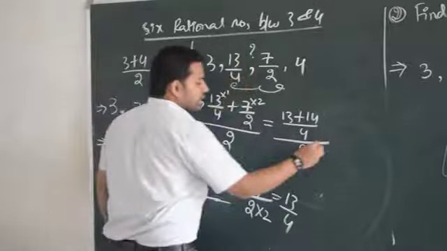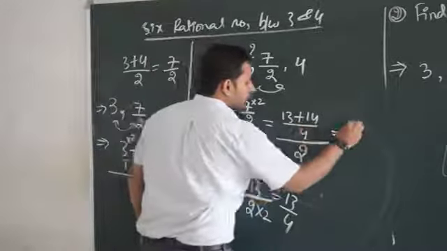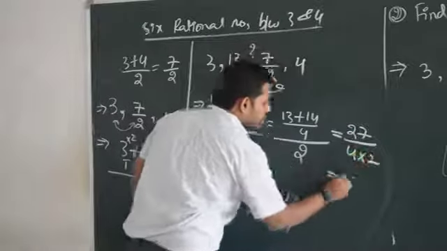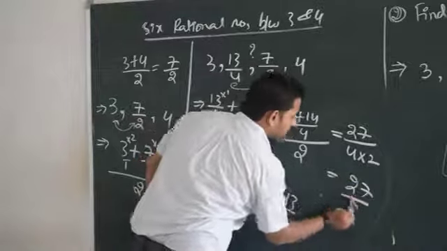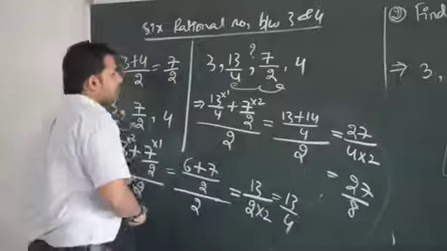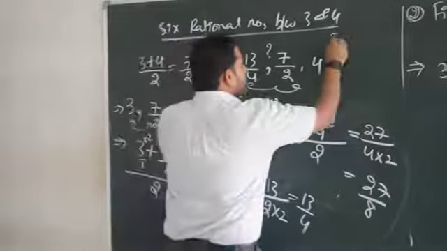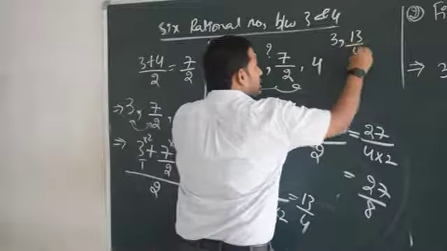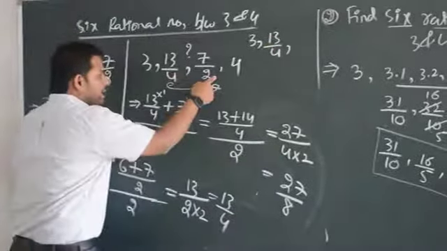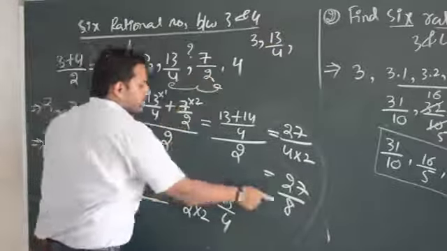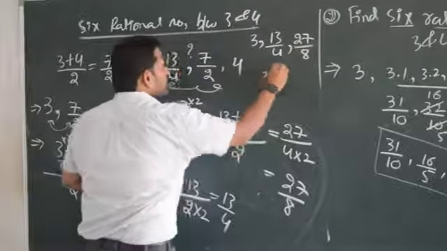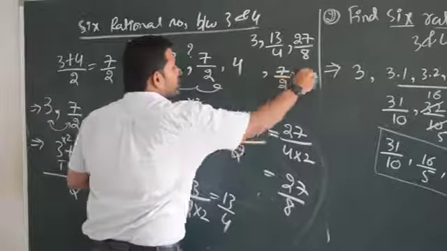This is the method. So it becomes 13 plus 14, which is 27. 27 divided by 4 into 2, the answer will be 27 divided by 8. Now how to write these things? Initially I had one number like 3. After that I had one number like 13 by 4, and after that I added and divided by 2. I got one more number here. I have to write 27 divided by 8, then comma 7 by 2, then comma 4.